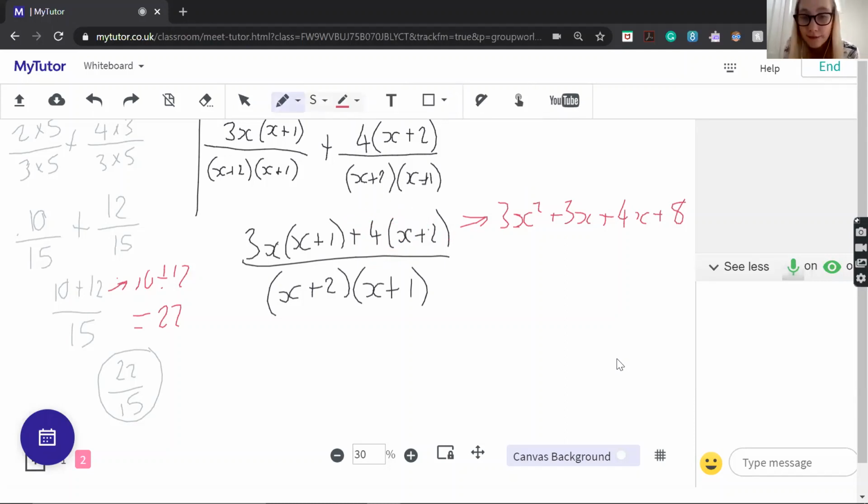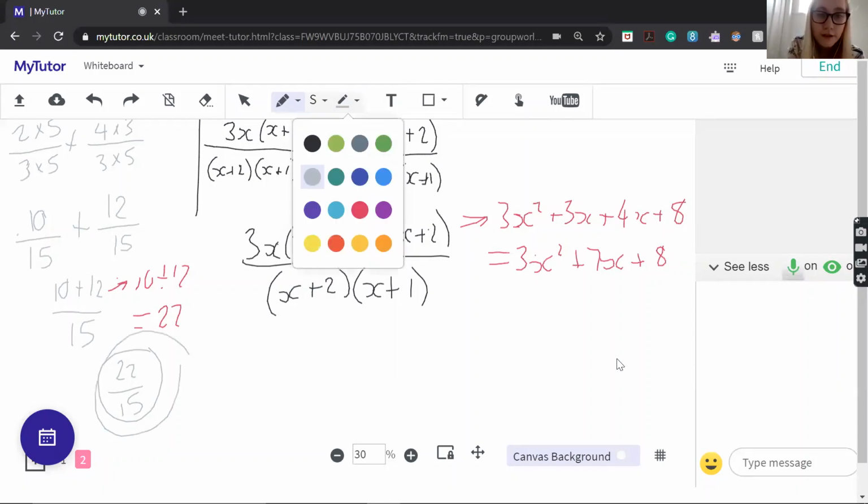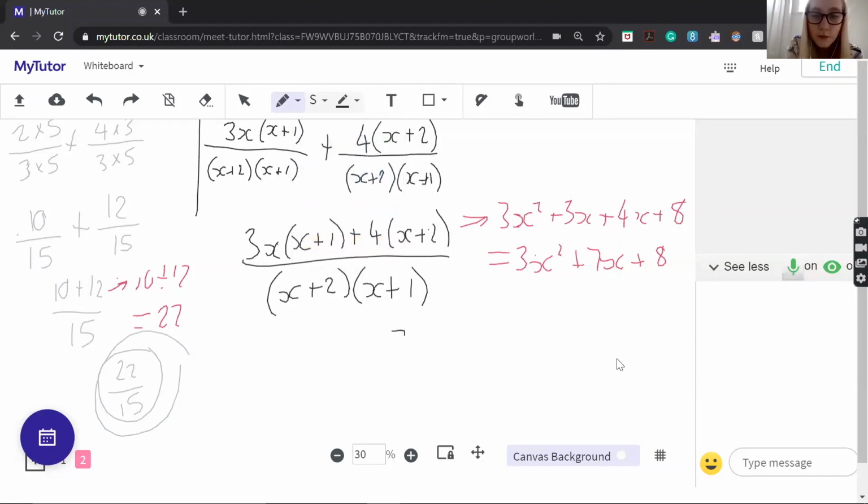And then let's simplify this for ourselves. Well, we've only got one x squared term, but we've got two x terms. 3x plus 4x is 7x. And then we add 8. And then we just do exactly what we did over here, and we write that numerator that we've worked out over our denominator. 3x squared plus 7x plus 8 over.